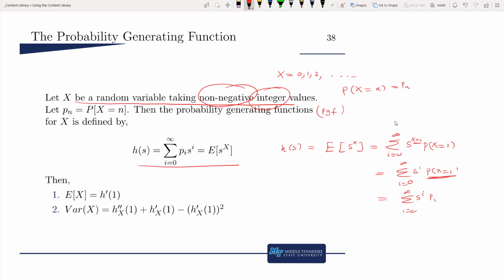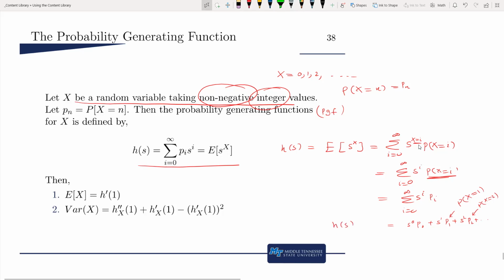Now let's expand this and see what that is. If you expand it, this is s^0 p_0, s^1 p_1, s^2 p_2, and so forth. What is p_1? That's the probability of the random variable taking 1. What is p_2? The probability of the random variable taking 2.